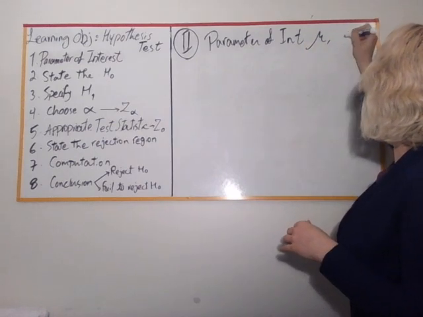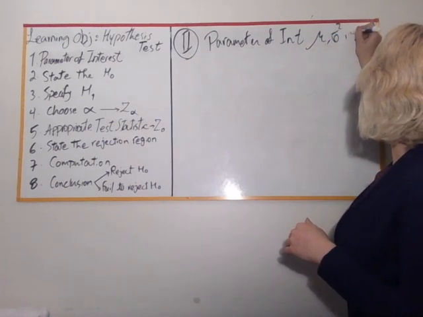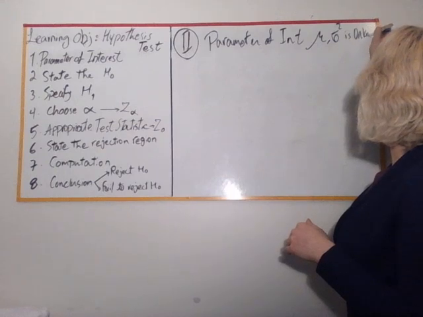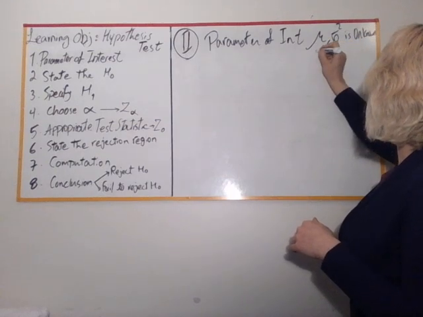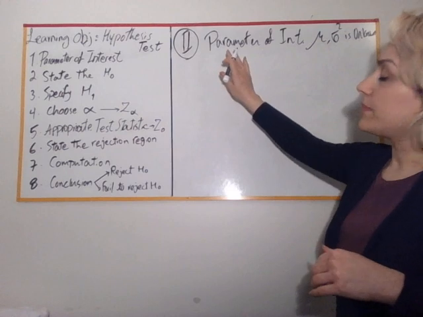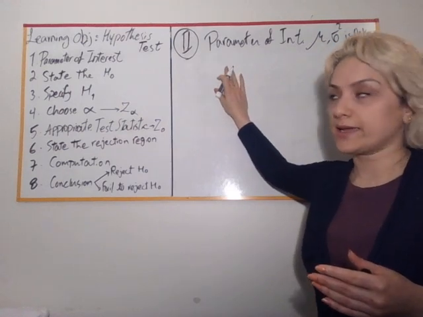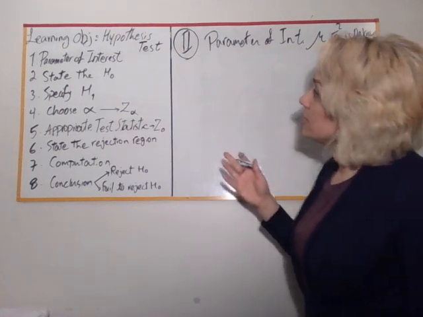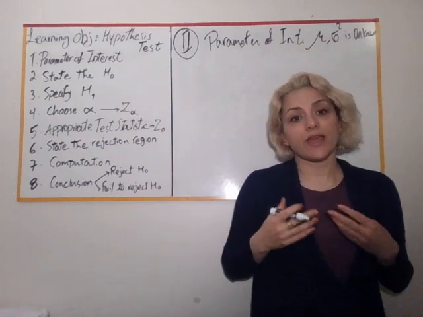But sigma squared is unknown. So that's my parameter of interest in the second category. With the hypothesis test, we said that we have 8 steps.